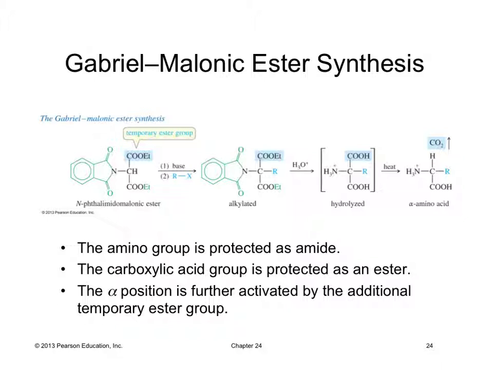Gabriel malonic ester synthesis. You can use N-phthalimidomalonic ester, which has a diester. In the presence of base, it'll deprotonate, and then you'll have an SN2 reaction to alkylate. Then in the presence of H3O+, both esters will convert into the acid, and then upon heat, only one of them will be released as CO2.